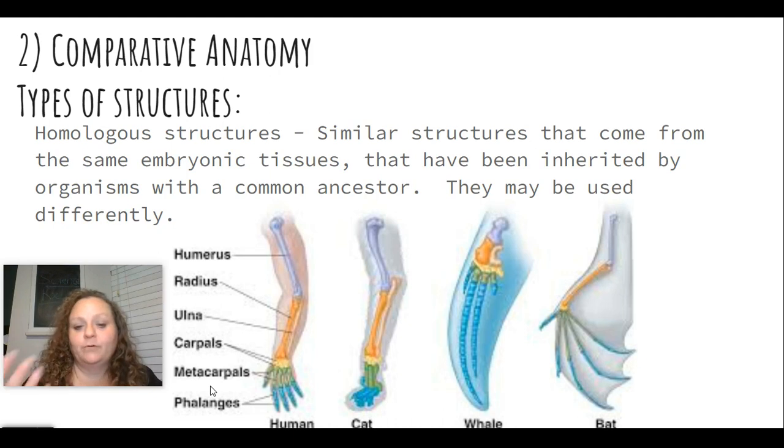If we look at the cat bone structure, one bone, two bones, lots of little bones, digits. Whale flipper, one bone, two bones, lots of little bones, digits. And again, let's take a look at the bat wing. One bone, two bones, lots of little bones, and then digits. And that's what we see in all these organisms. Even though these structures are being used differently, they are all coming from a common ancestor that had the one bone, two bones, lots of little bones, and digits structure.